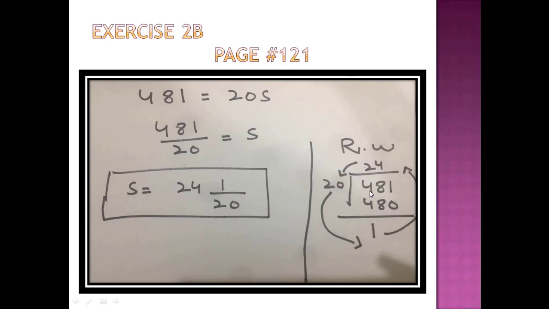We solve our 481 with 20. Okay, so 24 twenties are 480. Our remainder is 1, so we write it like that in anti-clockwise. So our answer is s is equal to 24 and 1 over 20.